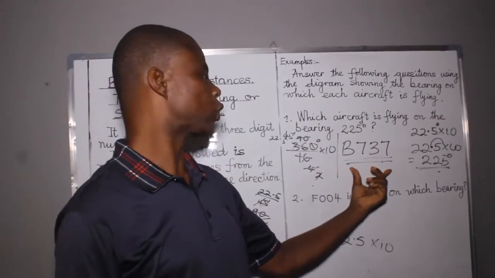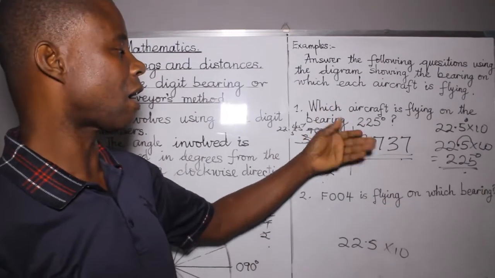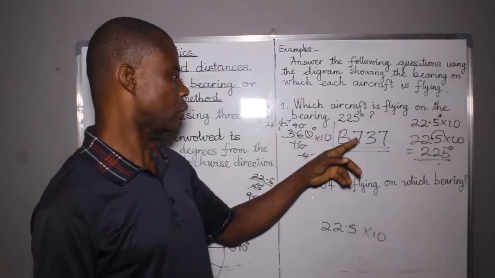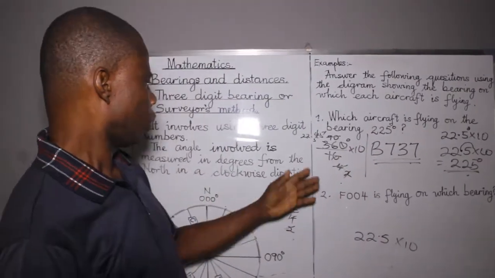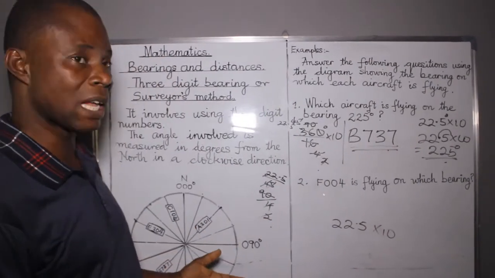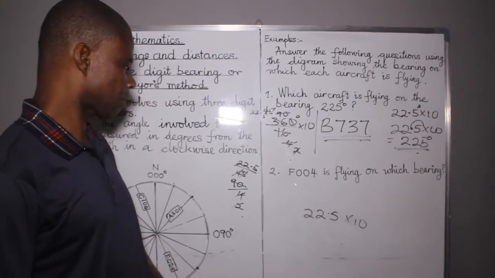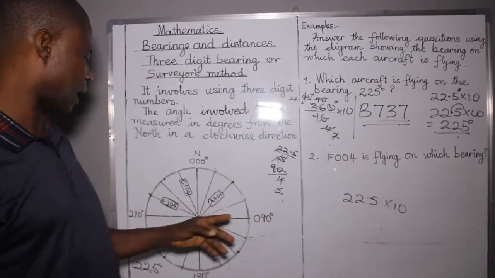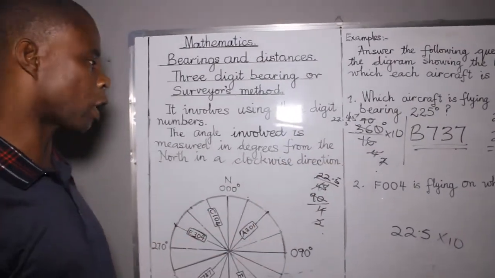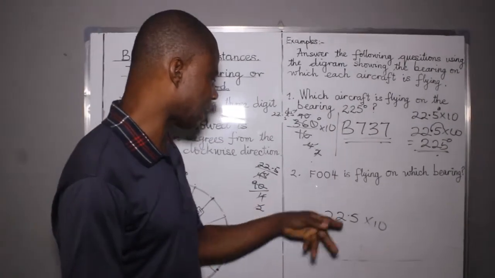So that's the proof to show that the answer is B 737. And that is the aircraft flying on this particular bearing, 225 degrees. So take note of that. You can use this method, you can use this method. Each one of them is quite direct, depending on the one you feel is easier for you to use. Now, this was based on angle at a point equals 360 degrees, so we will have 360 all over the number of parts. And we locate the plane, and from there we get our answer.